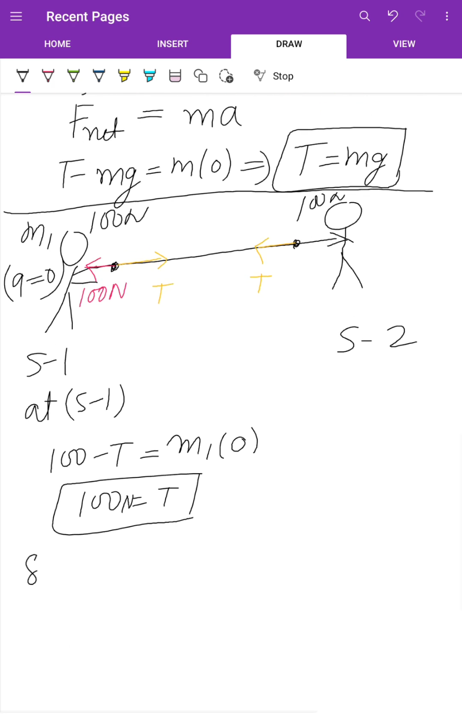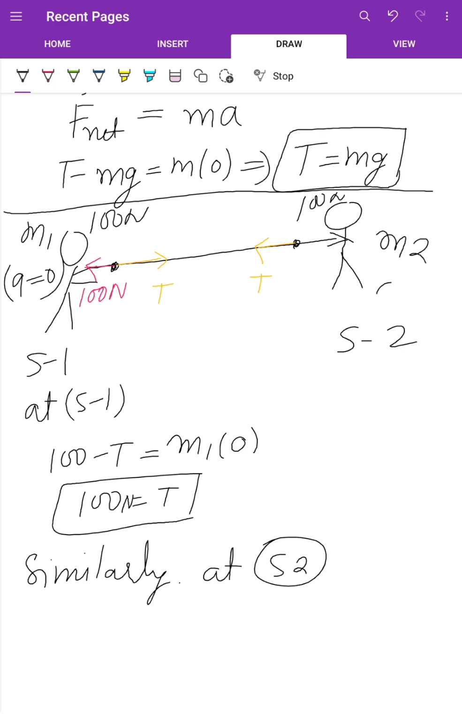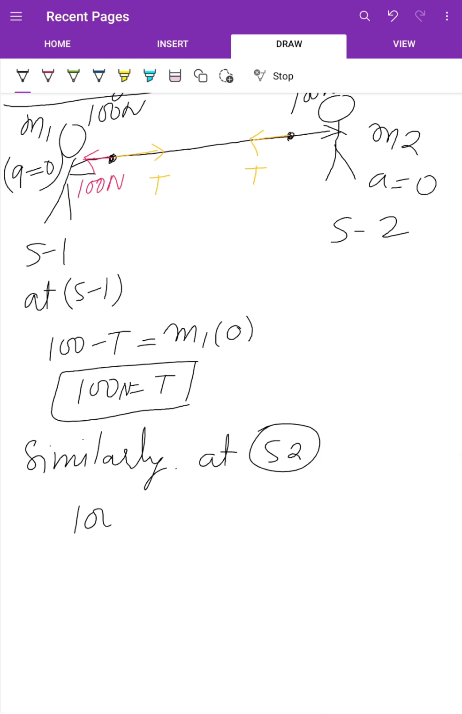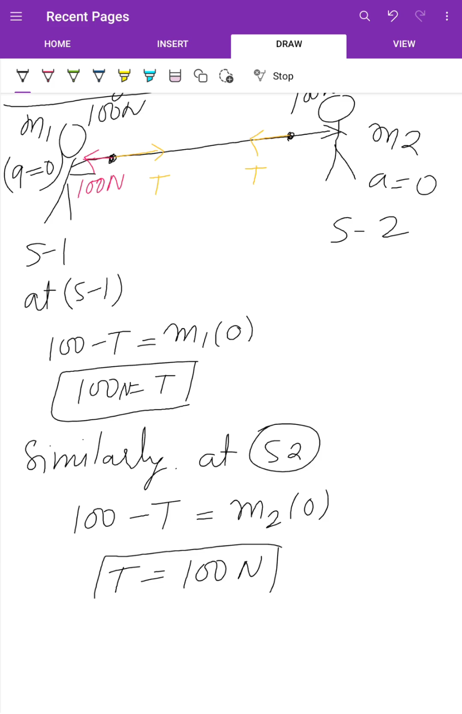Similarly, at student S2, suppose its mass is m2, and again it has 0 acceleration. So 100 Newton minus T is equal to m2 into 0. So here again T is 100 Newtons. So the tension developed in the string was 100 Newton. Alright. Thank you.